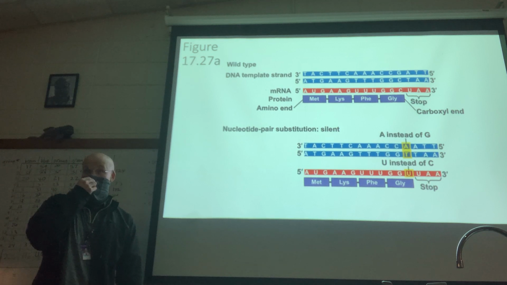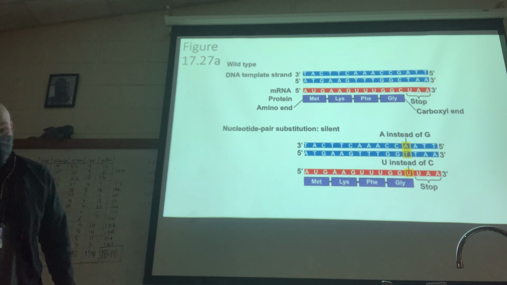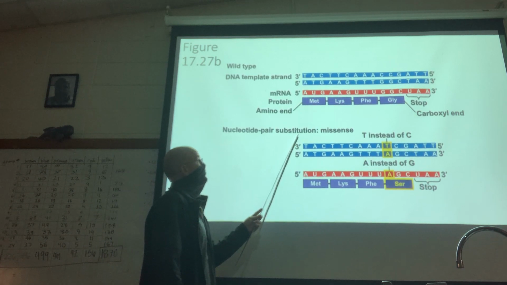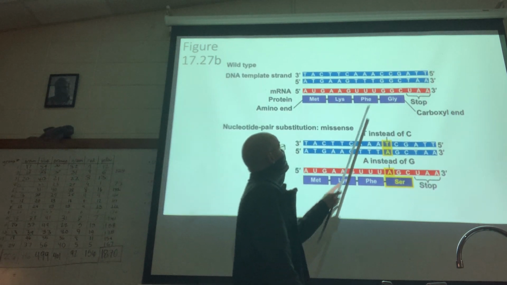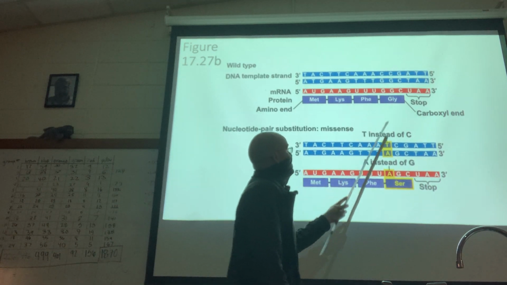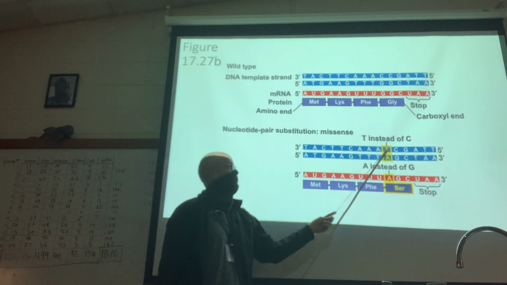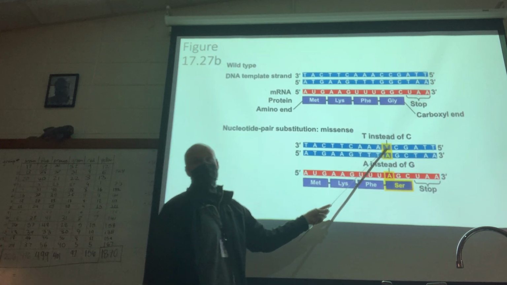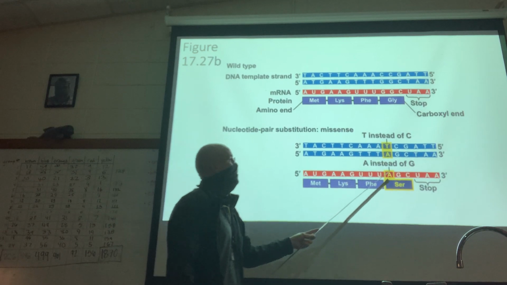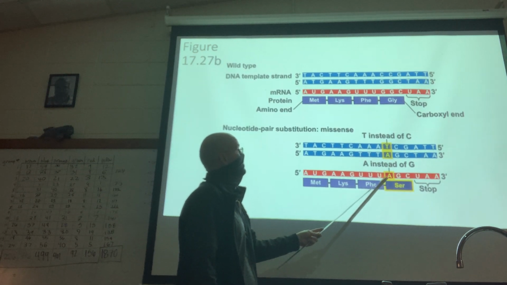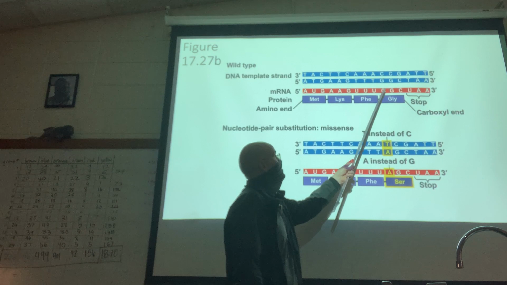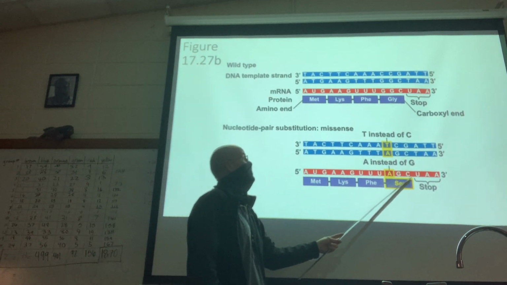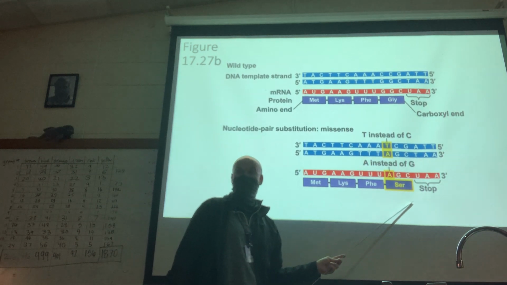Okay. What else could happen? Again, a substitution. This C here, we're going to change to a T instead. The T, when we write out the messenger RNA, will give us an A at this codon instead of a G. So instead of GGC for glycine, it gives us AGC, and that is a different amino acid.